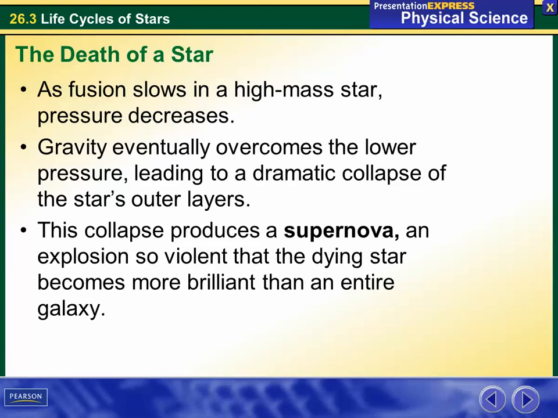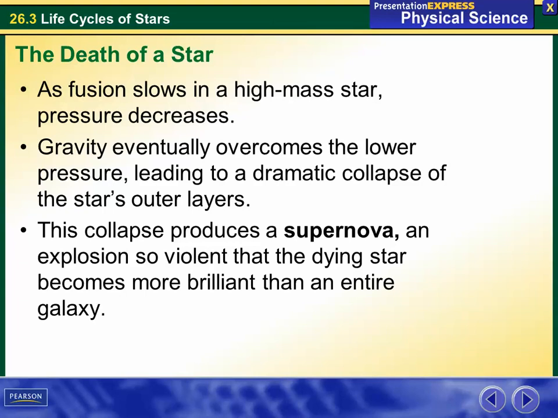So the collapse, when they are that large, and those high mass stars will produce what's called a supernova, which is the explosion so violent that the dying star becomes more brilliant than an entire galaxy. So you've got to think these giant blue stars have so much mass to them. They've been undergoing fusion with so much energy. Again, there's a ton of mass there.